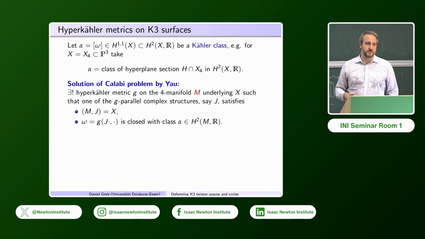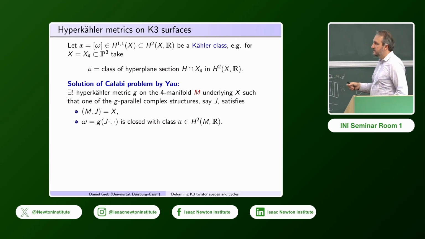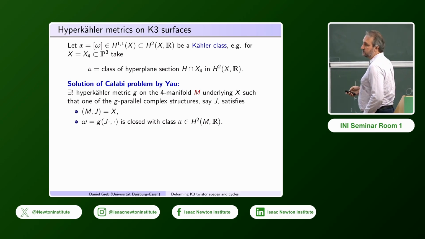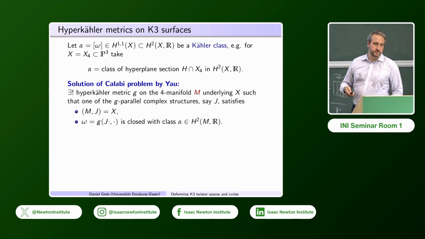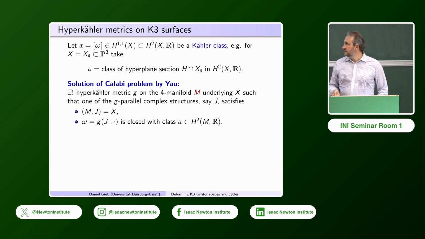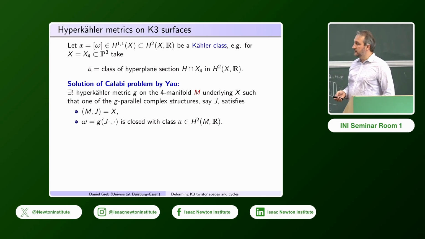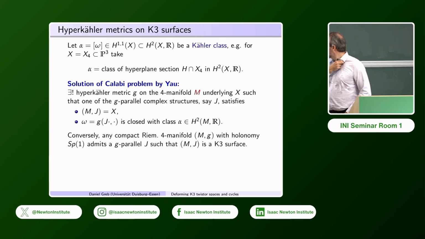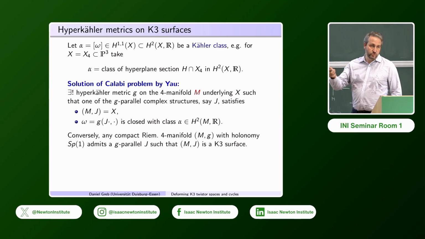This is maybe how people see it on the one side. On the other hand, you can just use this theorem to produce hyperkähler structures on a compact 4-manifold, which is rare. And so this is why you might like K3 surfaces. Conversely, you can also start with any compact Riemannian 4-manifold with holonomy Sp(1) or SU(2).